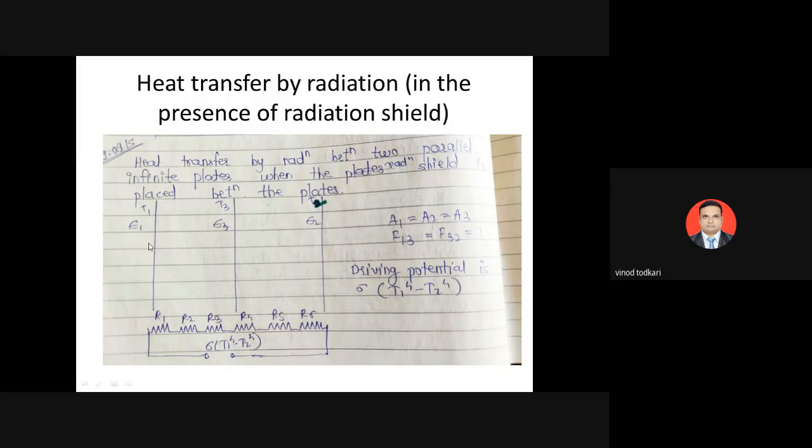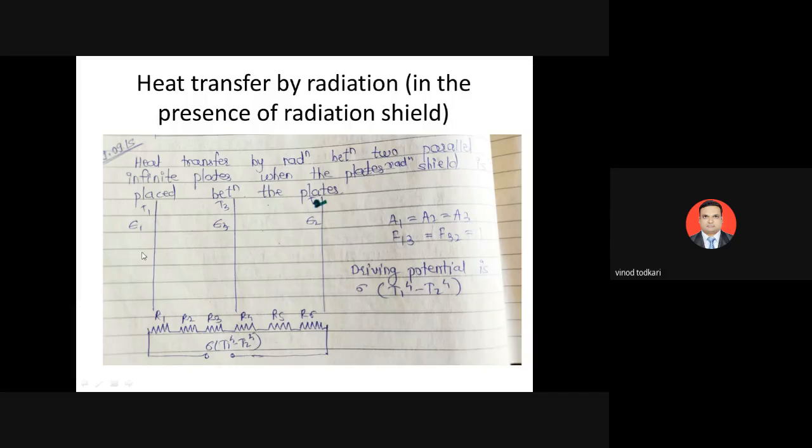Now how will heat flow in this case? In the previous case, heat was directly flowing from 1 to 2. Now heat will flow from 1 to 3 and then it will flow from 3 to 2. Now when heat is flowing from 1 to 3, how many resistances will be there? There will be 3 resistances, right? Again, when the heat flows from 3 to 2, how many resistances will be there? Again, there will be 3 resistances, right?